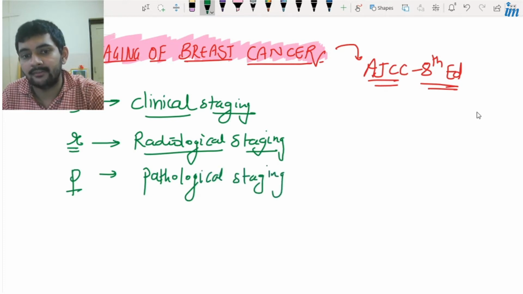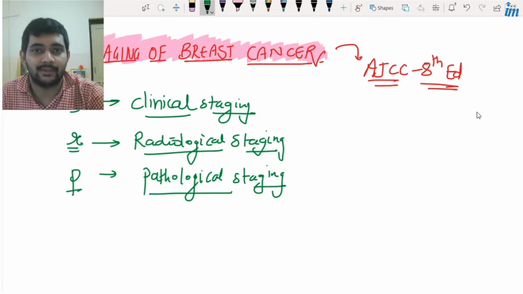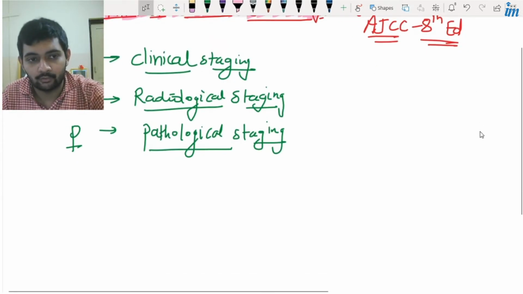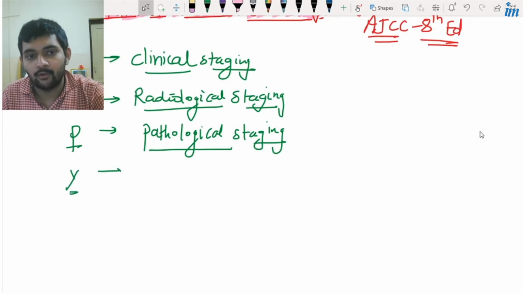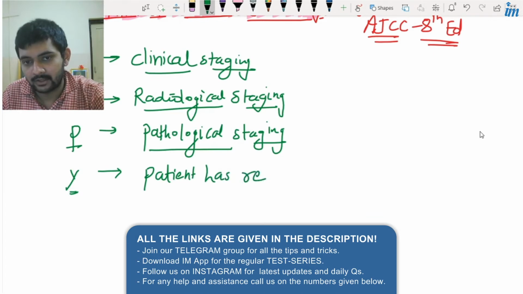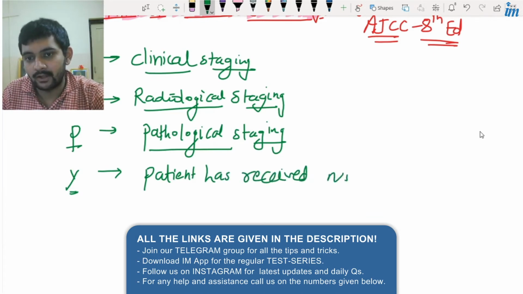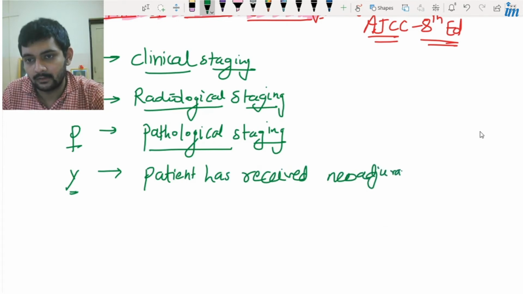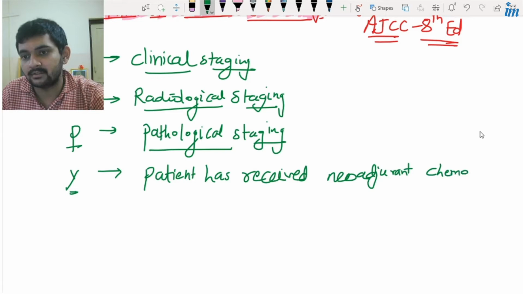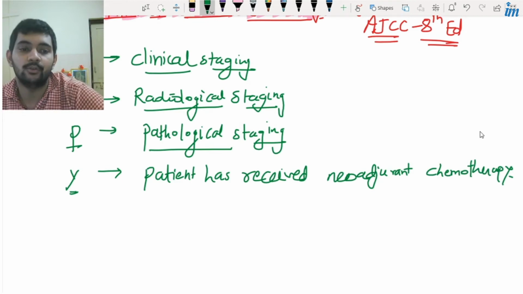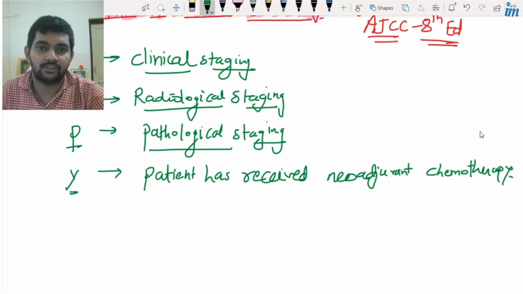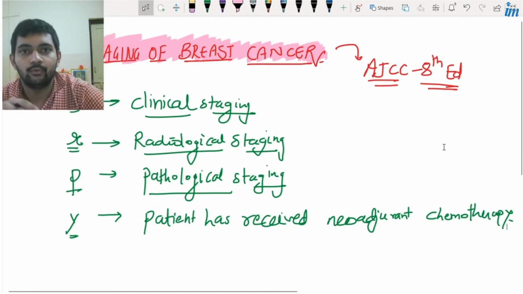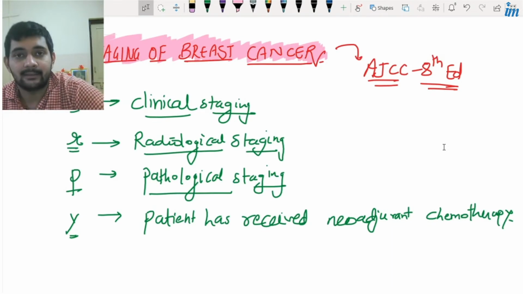And a very important thing that has been asked recently in FMGE as well as AIIMS: what if you are using a prefix Y? If you are using a prefix Y before any staging, this means that the patient has received neoadjuvant chemotherapy. That means before the surgery or before this staging, this patient has received chemotherapy, and after chemotherapy you have staged.